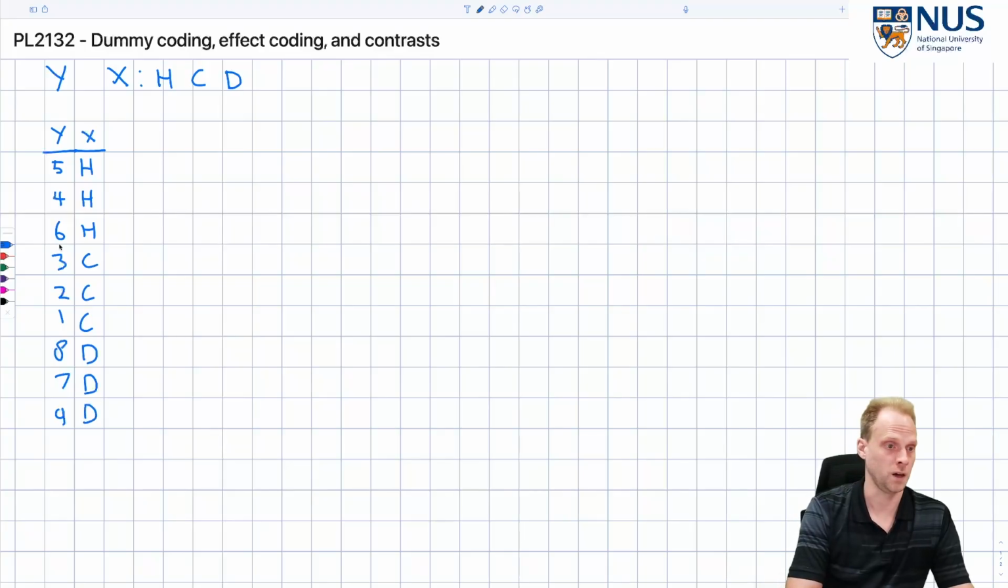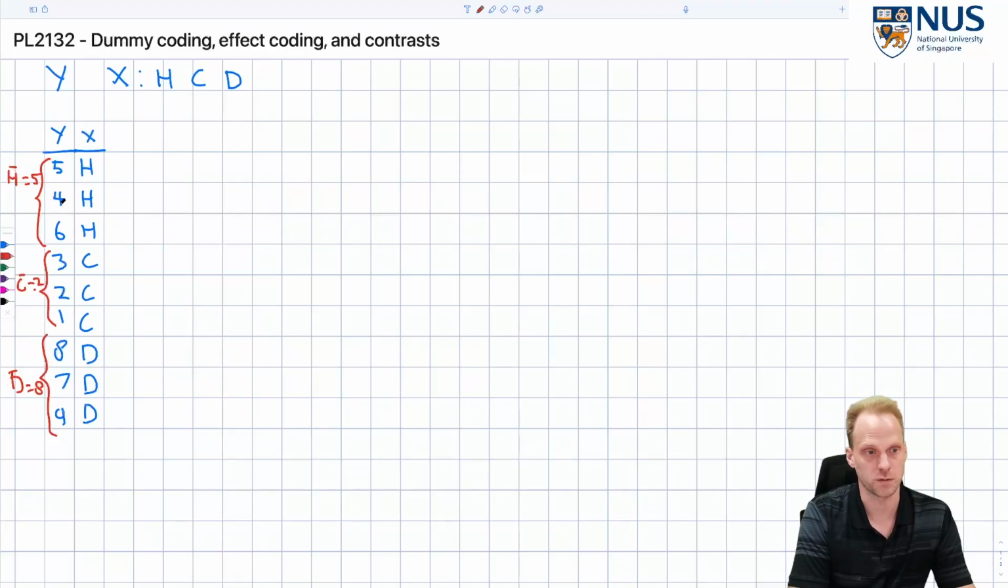All right. Now we could see, for example, that the average here, well, h bar equals 5. The average here, let's call that c bar equals 2. And the average here, let's call that d bar equals 8. It's just taking the average. There's one below and one above 5, so that's 5. There's one below and above 2, that's 2. One below and one above 8, that's 8.